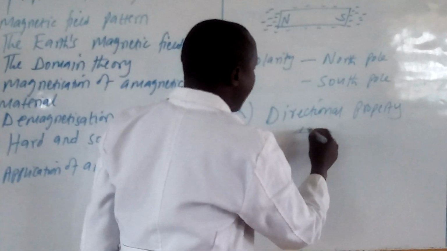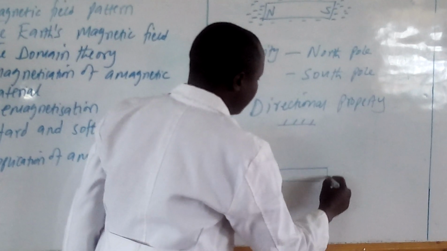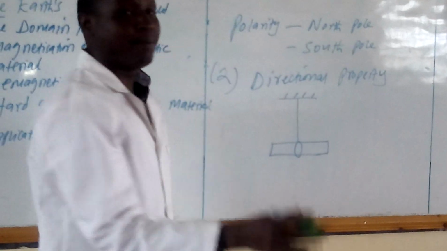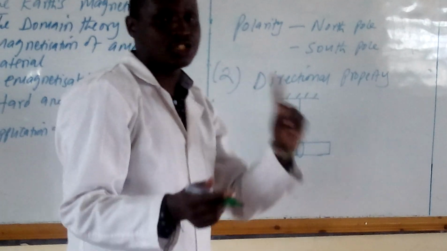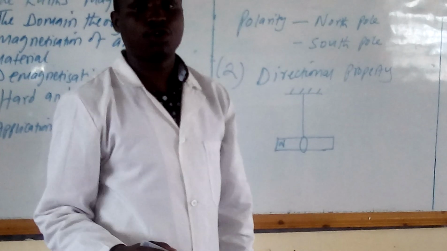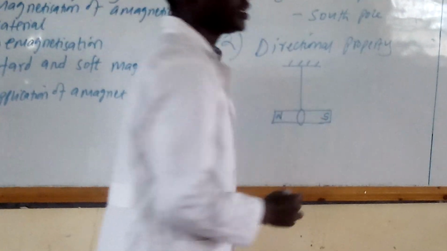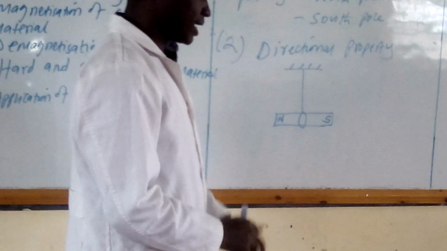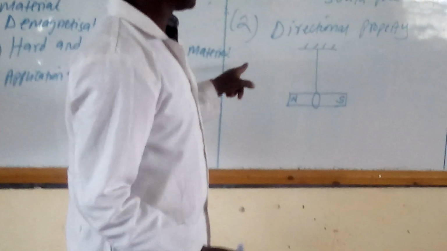If you take a bar magnet and suspend it like this, and then make it swing, that magnet will swing but roughly face north and south of the earth. The point facing the north is called the north pole, and the point facing the south is called the south pole. So we have two polarities of a magnet, a north pole and a south pole. That is the second property of a magnet.